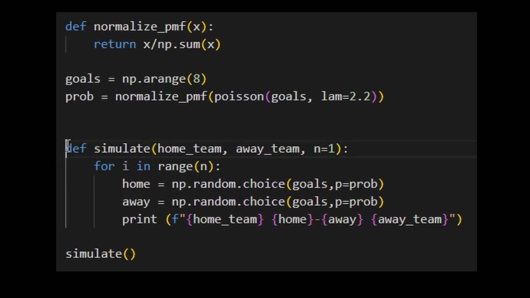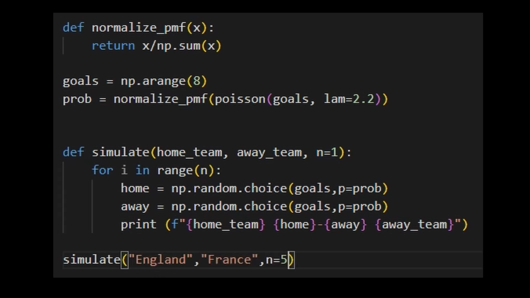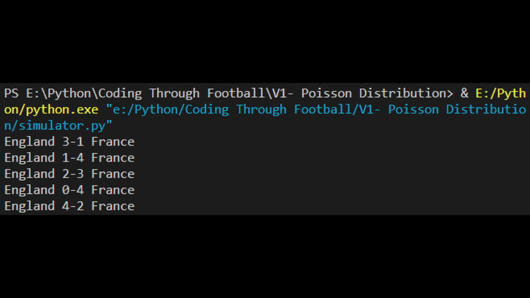Next, we define a function that takes two team names as input along with a parameter n representing the number of matches to simulate. By default, we set n equal to 1. If we simulate 5 matches with England as the home team and France as the away team, the model generates 5 corresponding score lines.